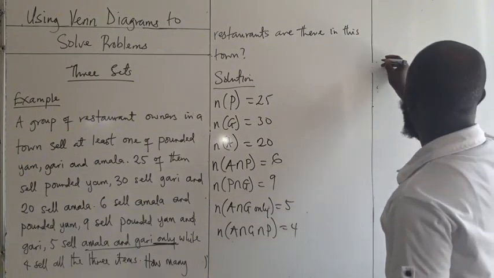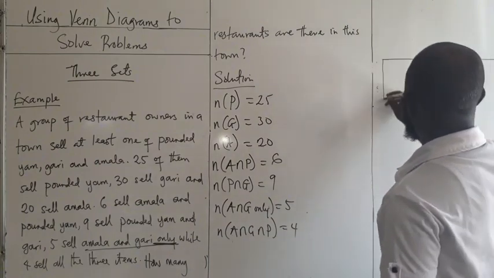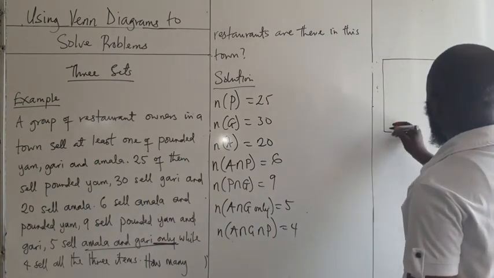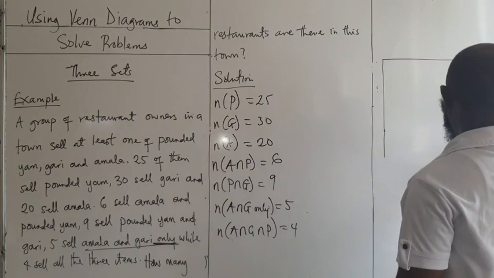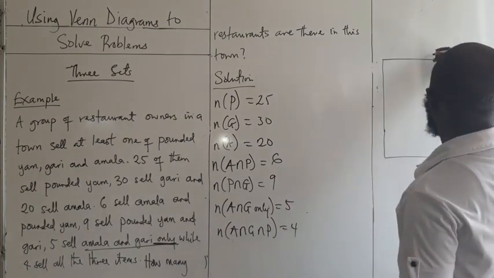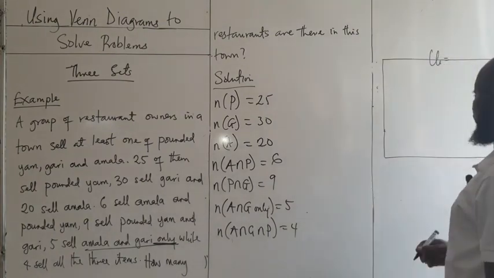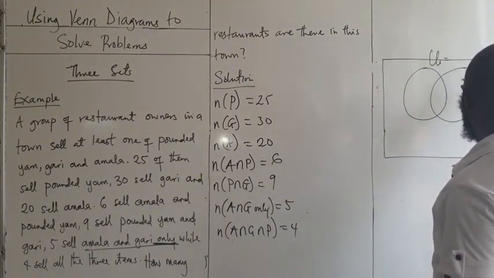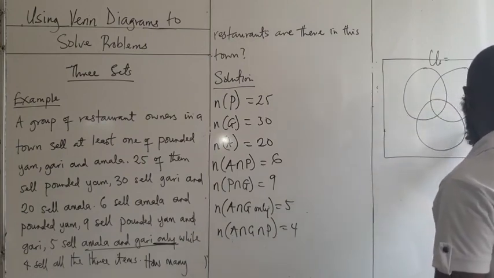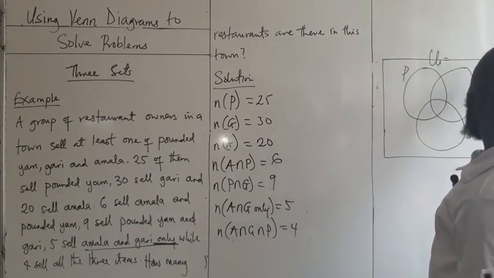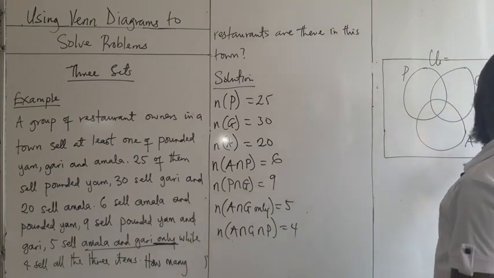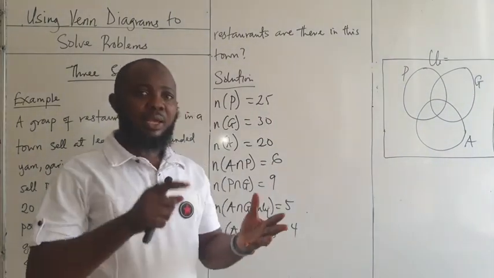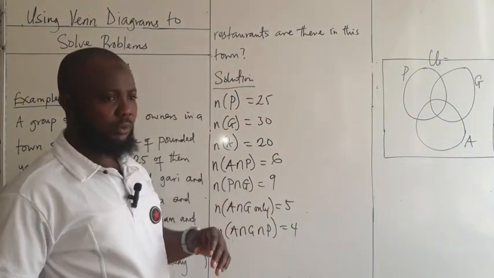Alright? So we have a Venn diagram like this. This is a Venn diagram here. We have 3 sets, so we are going to have 3 circles, and this is the universal set. We are not given it. So we're going to have this, this, and this. So we have pounded yam, gari, and then amala.